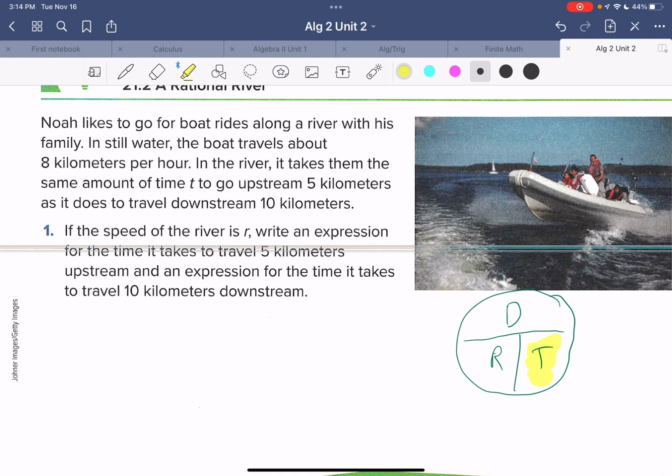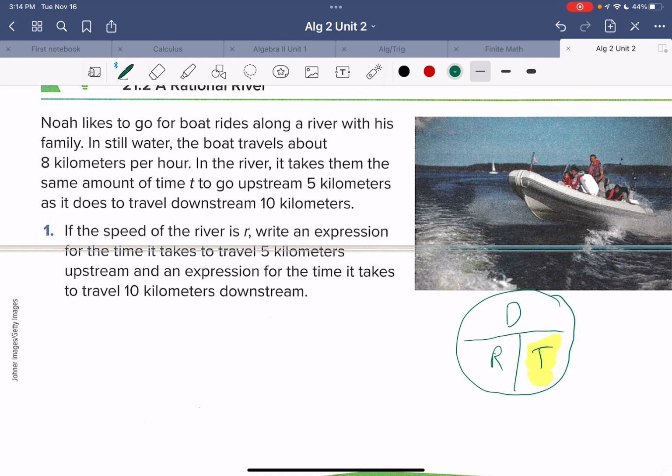So Noah is on a boat. Imagine that. So we're kicking it Old Testament. Noah's on a boat, maybe 40 days and 40 nights. Noah likes to go for boat rides along a river with his family and animals 2 by 2. In still water, the boat travels at 8 kilometers per hour. In the river, it takes them the same amount of time to go upstream 5 kilometers and downstream to travel 10 kilometers.